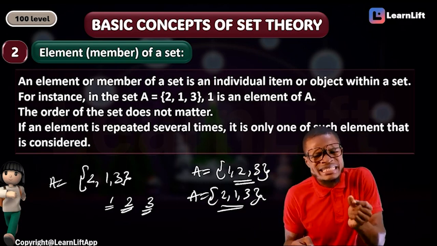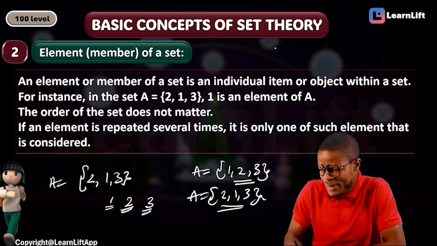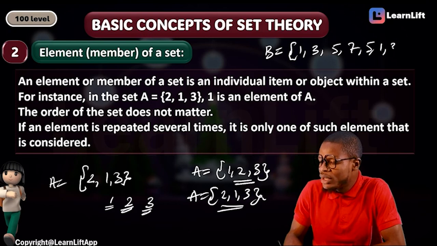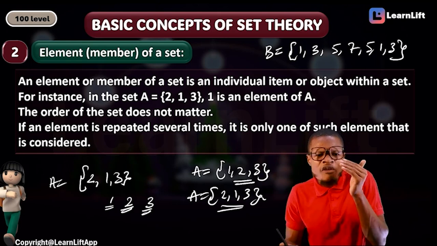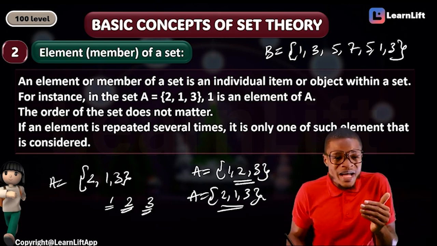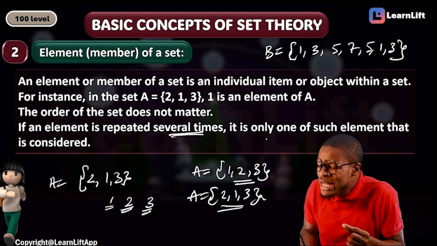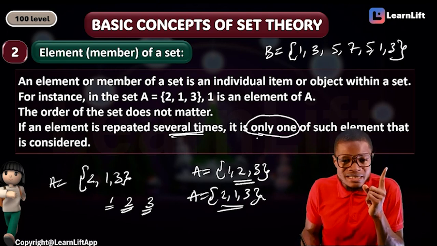Another is this, very fast. If an element is repeated several times, now for instance, let me say they ask you how many elements do we have in this set? Let's say the set B is 1, 3, 5, 7, 5, 1, 3. A lot of people are going to fail this. If an element is repeated several times, only one of such elements is considered. Only one is what is considered. Are you there with me?